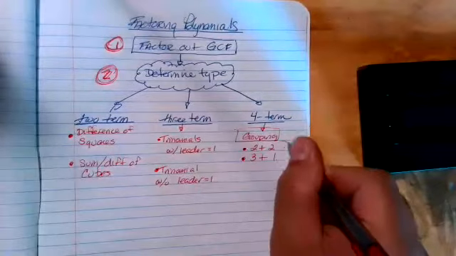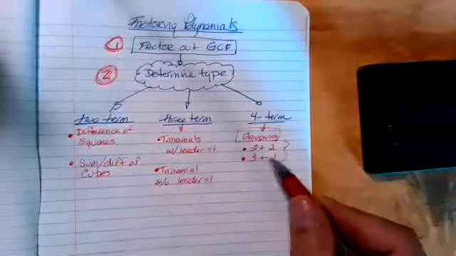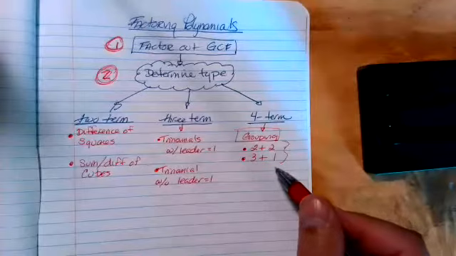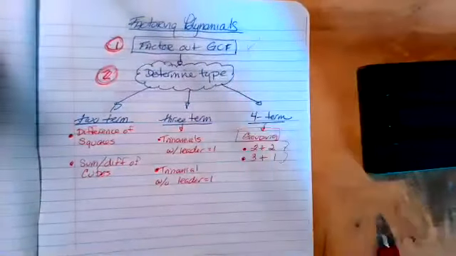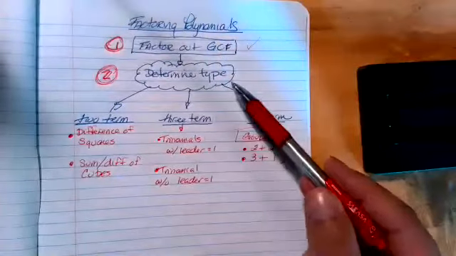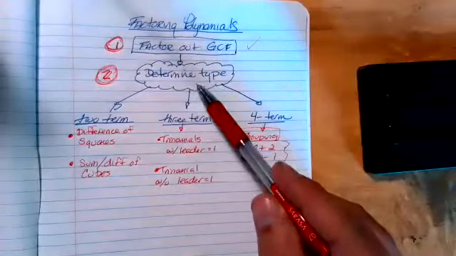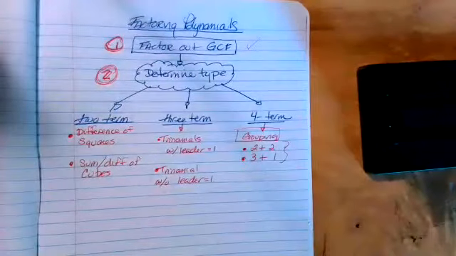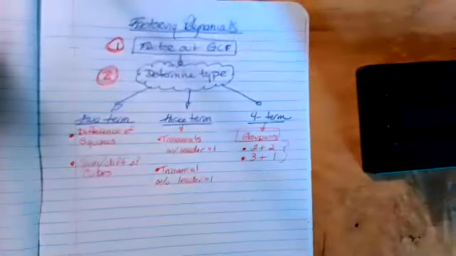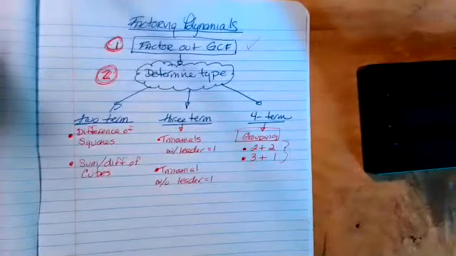But then there's 2 different types of grouping method. There's a 2 plus 2 and a 3 plus 1. So right now we're here. And once we factor out the GCF, we're going to determine the type. And we're going to start over here. That's where we're going. We're going to start factoring 4-term polynomials by grouping.